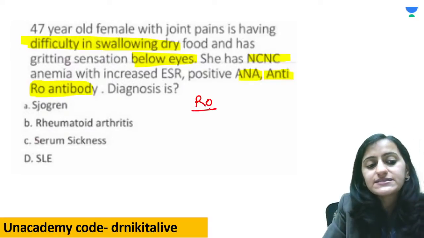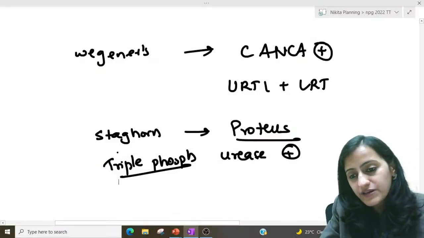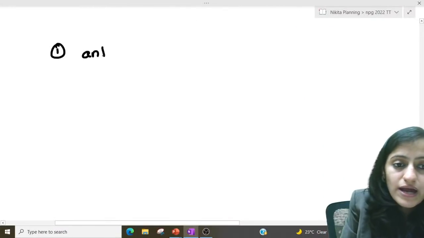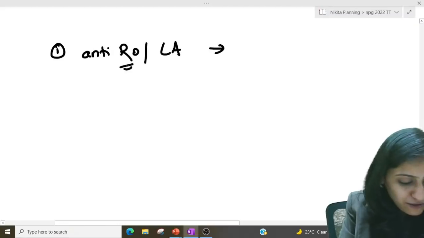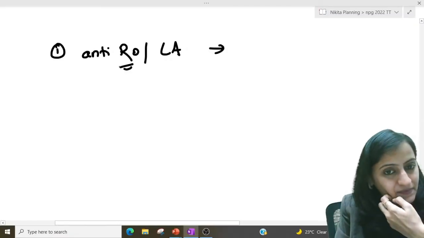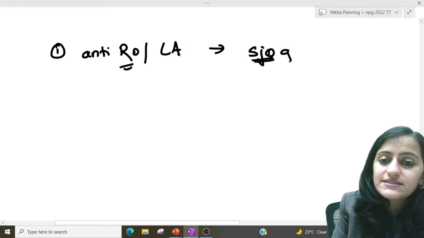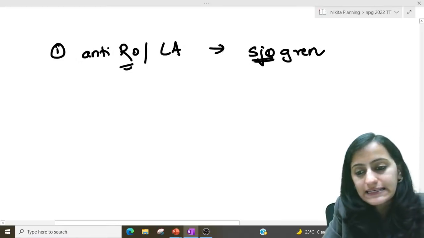Anti-Ro antibodies are seen with... Let us have a quick review of the antibodies. Very, very important. Anti-Ro, anti-La. Remember, Ro is rhyming with joke. So that is Sjogren's, where we see anti-Ro and anti-La.